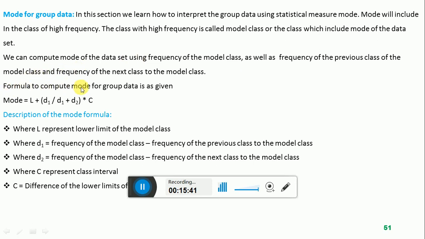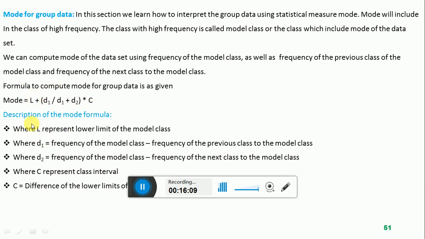The formula to compute the mode for a grouped data set is as given. Mode is equal to L plus D1 divided by D1 plus D2, multiplied by C. Description of the mode formulation: I am going to elaborate the terms of this mode formulation.